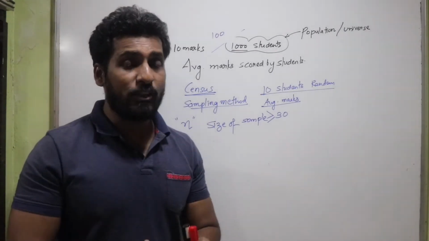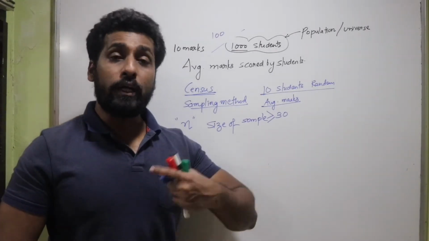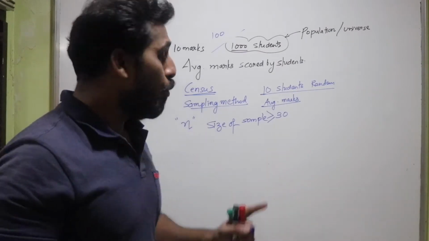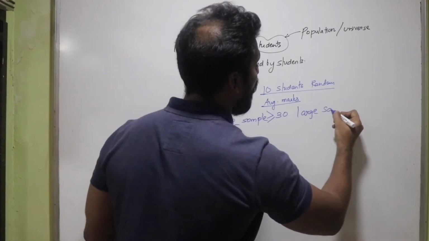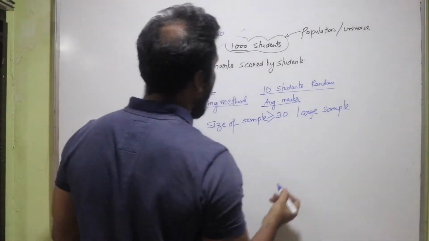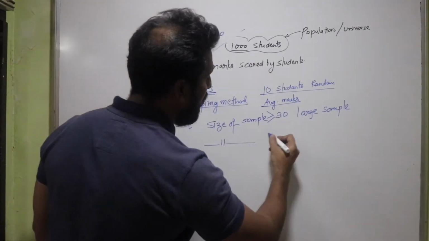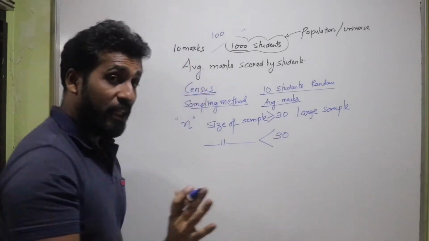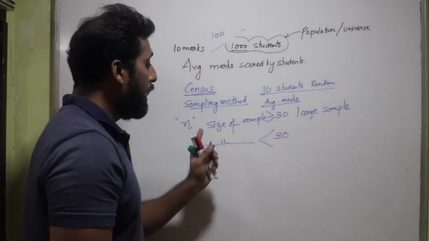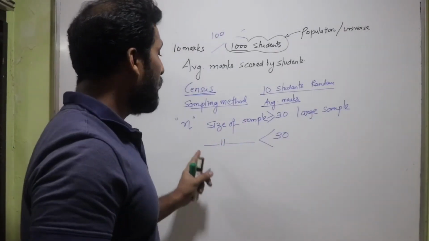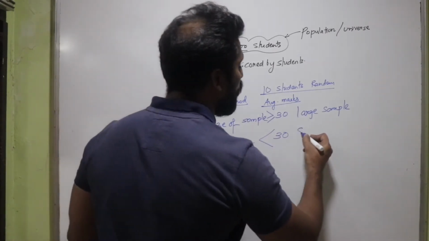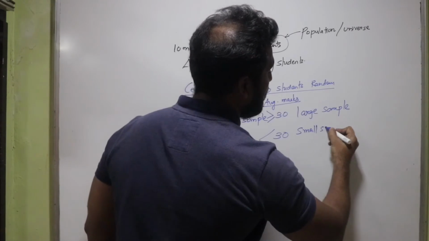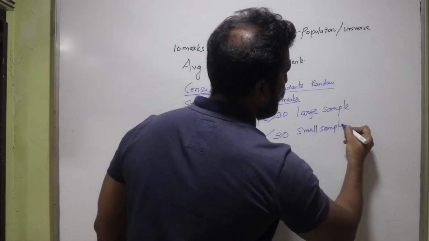So whenever the size of the sample is greater than or equal to 30, then we call this a large sample. And whenever the size of the sample is less than 30, so 30 is not included here, 30 is included in large sample, at that time it is called a small sample. We will be calling it a small sample.